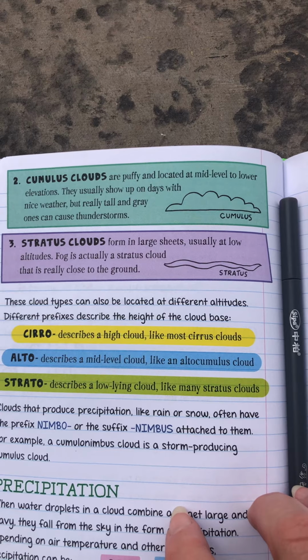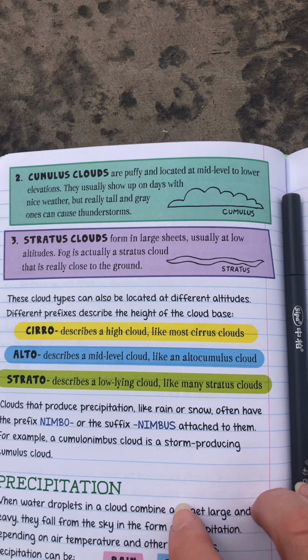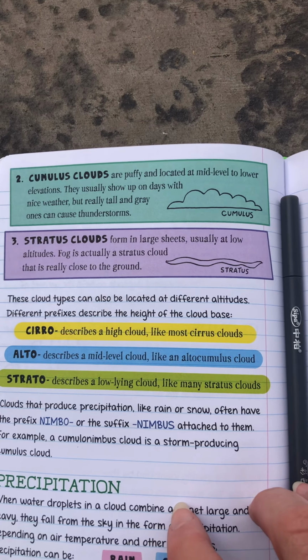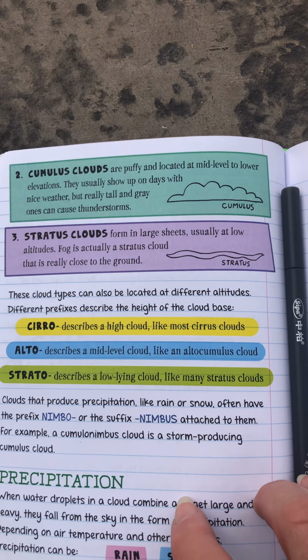They usually show up on days with nice weather, but really tall and gray ones can cause thunderstorms. Stratus clouds form large, long sheets, and they're usually at low altitudes, and fog is actually a stratus cloud that is close to the ground.